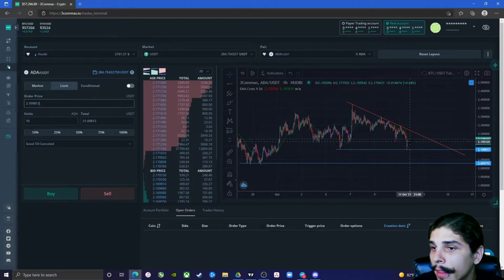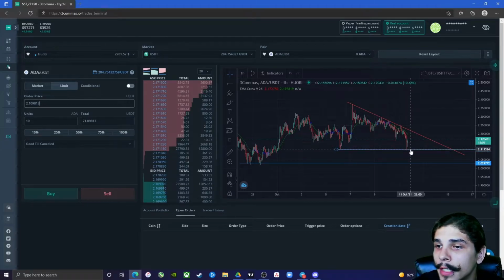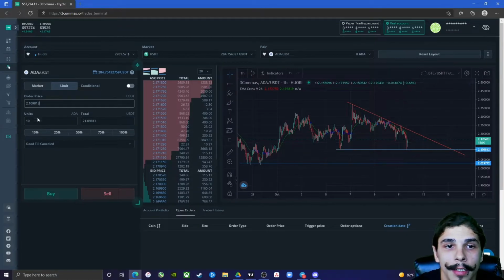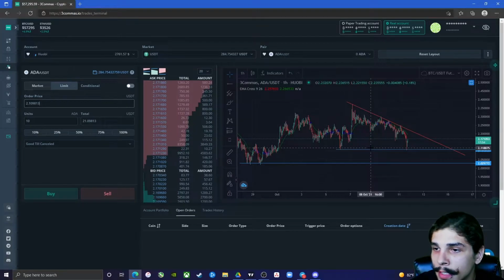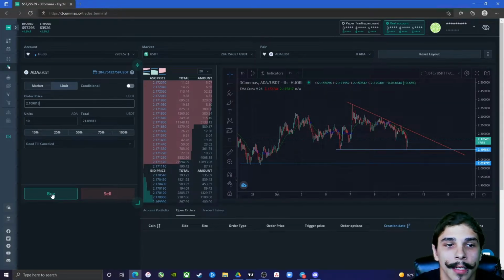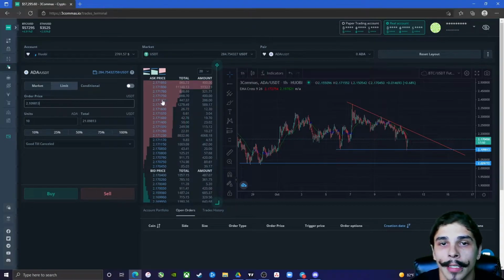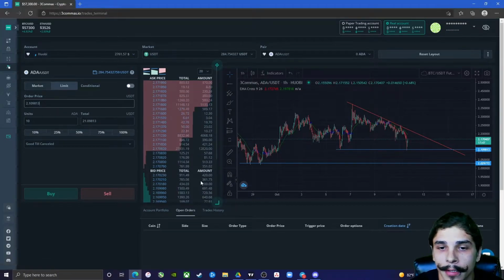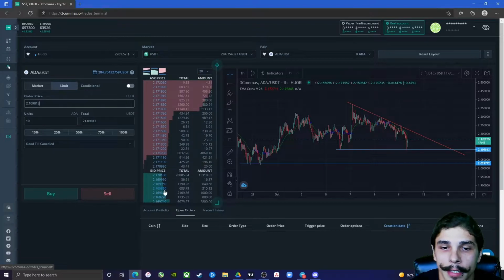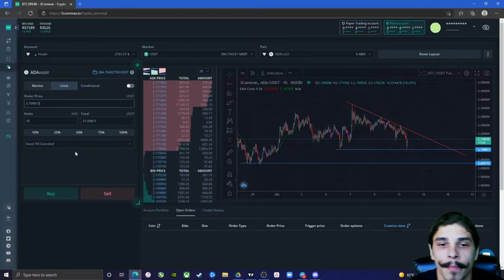So let's say we think that price can come back to this point and we want to get the best possible entry. So we want to try and buy Cardano when it comes to this blue line. So we'll buy 10 units and we'll spend $21.09 on this purchase. So that means when we press buy, it'll be placed on the order book here. So you can see that there are some trades on the order book now. These are buy orders, these are sell orders.